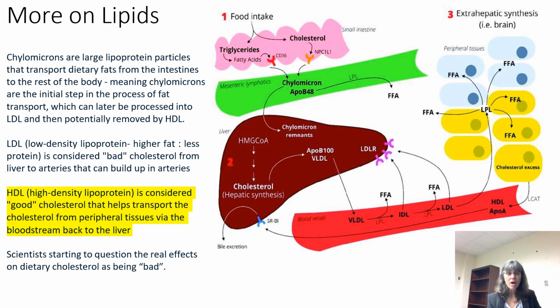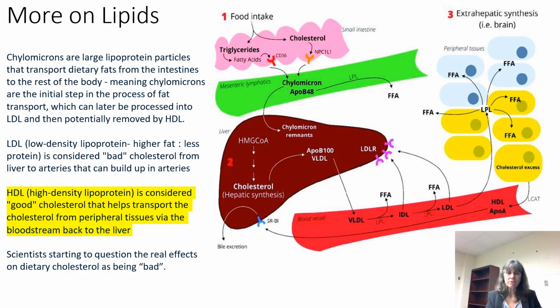Let's talk a little bit more about chylomicrons. Those are large lipoprotein particles that help transport dietary fat from the intestines to the rest of the body. And that means that chylomicrons are the initial step in the process of fat transport, which can later be processed into what we call low-density lipoproteins and then potentially removed by high-density lipoproteins.